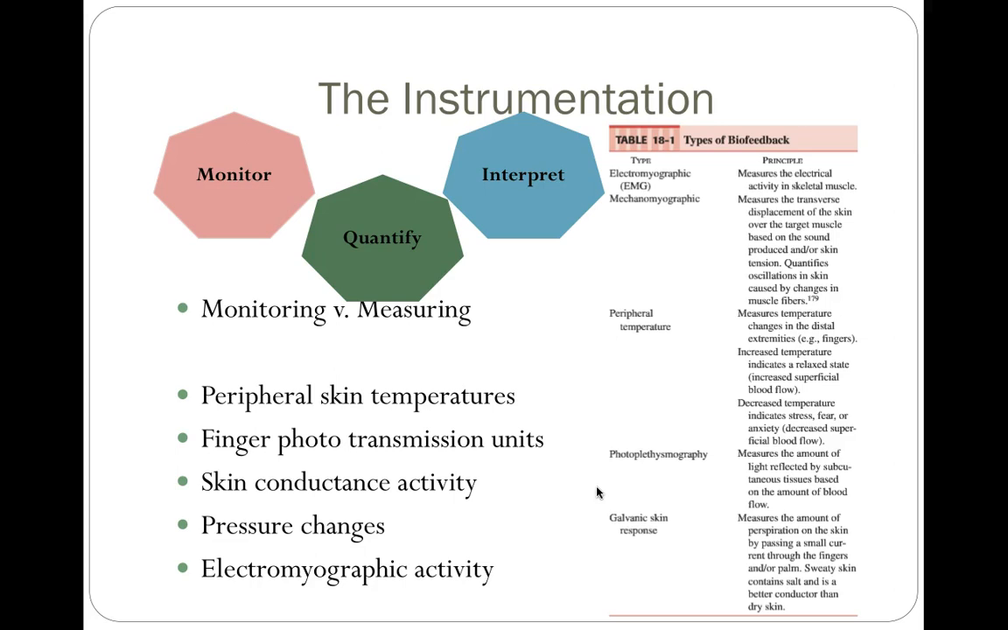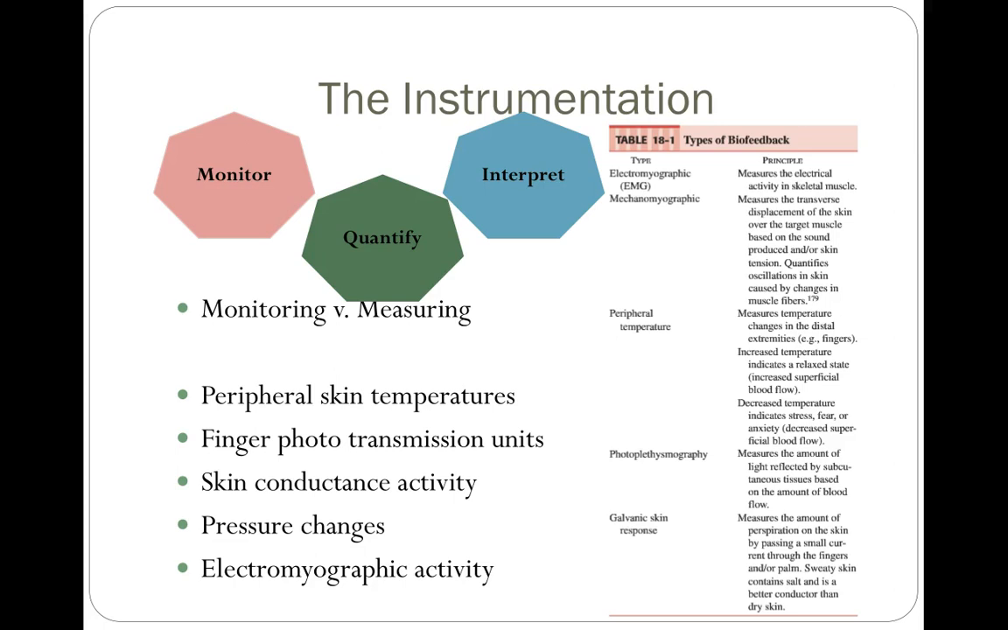So, types of biofeedback that are out there. Again, we're going to do the electromyographical EMG, which is the most common, where we're measuring the electrical activity in the skeletal muscle. So that's what we're going to focus on. But I did want to point out that there are all these other ones out there. Peripheral skin temperature is an indirect measure of the diameter of the peripheral blood vessels, and so it responds to stress or fear.